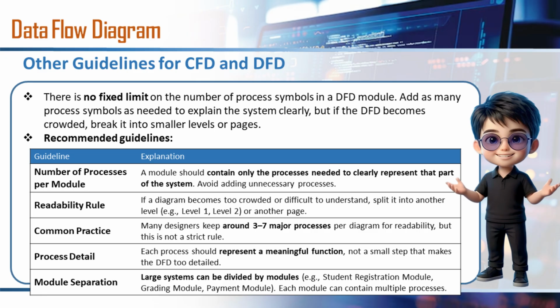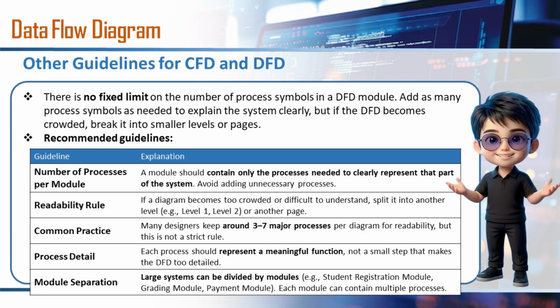However, if the diagram becomes too crowded or difficult to understand, it should be divided into smaller levels or separate pages. As a recommended guideline, a module should contain only the processes necessary to clearly represent that specific part of the system. Avoid adding unnecessary processes that do not contribute meaningful information to the diagram. Readability is also important. If a DFD becomes too complex or crowded, it can be decomposed into another level, such as level 1 or level 2, or divided across multiple pages.